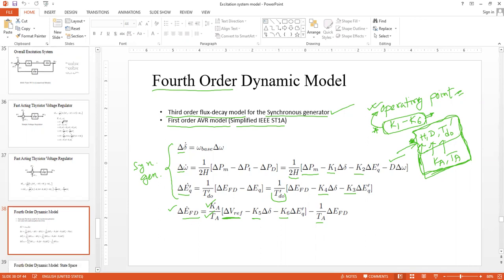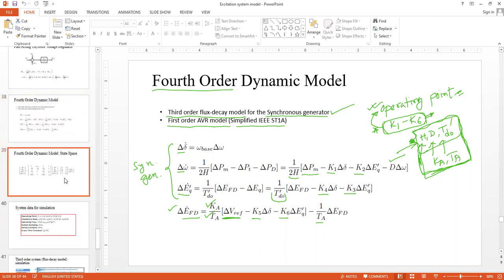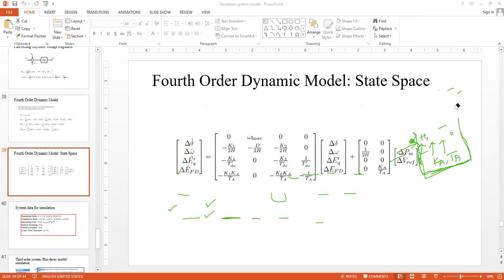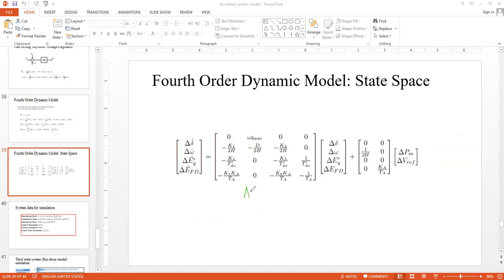So once we have this fourth order model ready, we can express those equations now in matrix form. This is again the representation in the form of x dot equals Ax plus Bu. The A matrix is the system matrix. The dimension of the A matrix would be 4 by 4. So this is our A matrix, and this is x dot equals Ax plus Bu. Simply this is a 4 by 4 matrix.